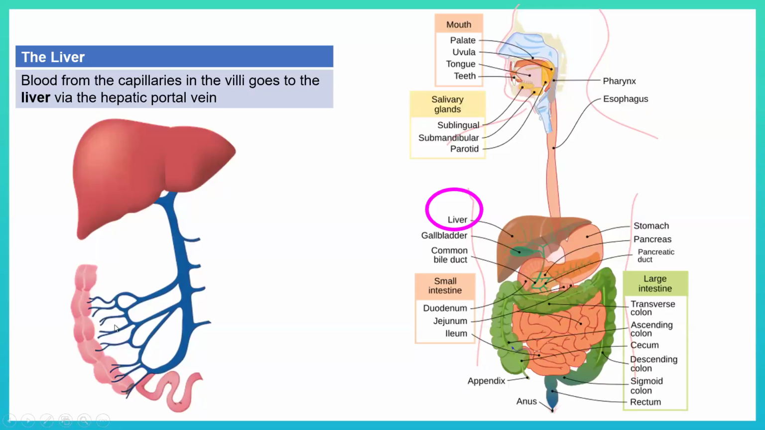It goes to the liver via this vein here, and it's called the hepatic portal vein. So the first place that anything we absorb goes to is the liver. Our liver actually gets really damaged from alcohol consumption or excessive alcohol consumption. It's the place where that blood goes to.